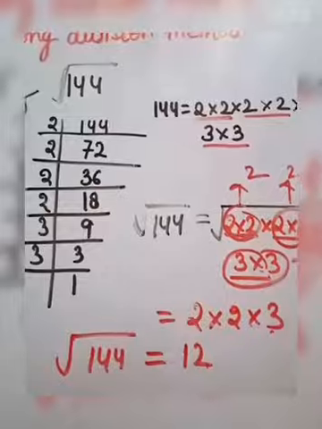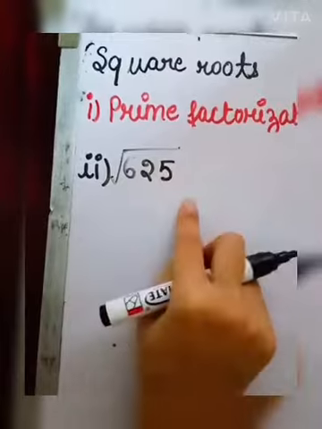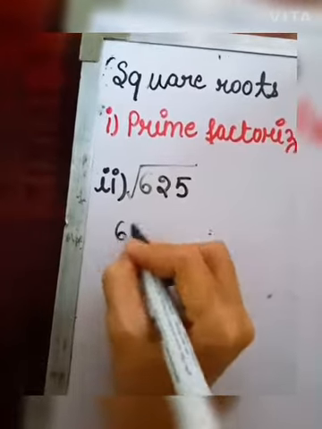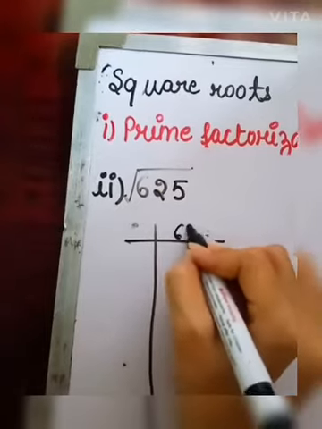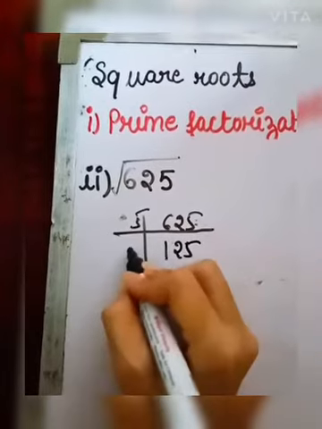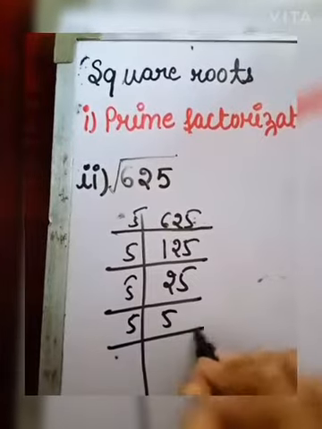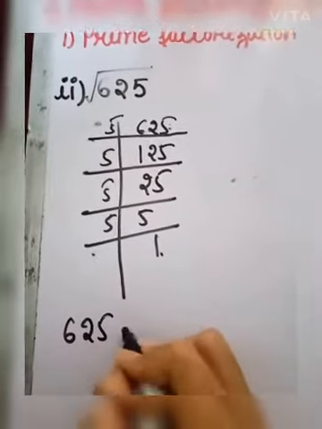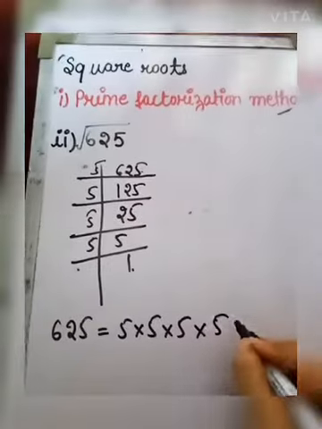Now see another example. Now class, another number is 625. We have to find its square root. So first we will do prime factorization. Okay, this is the prime factorization of 625. Now write the factors of 625. It is 5 into 5 into 5 into 5. Okay, these are the factors.